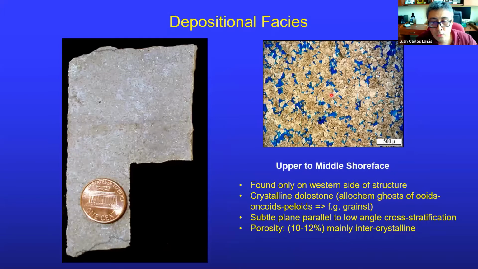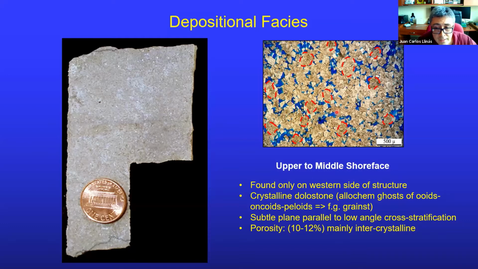Then we move into what we define as the upper to middle shore phase. This phase was found only on the western side of the volcanic structure. It is formed basically by a crystalline dolostone. As you can see in the thin section, you can barely see the ghosts of the initial rock, probably a greenstone, but you can see basically the rhombs of dolomite. It's what you see pretty much on thin section, nothing else.